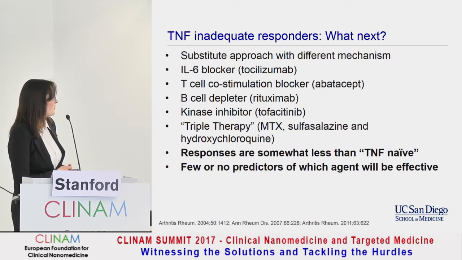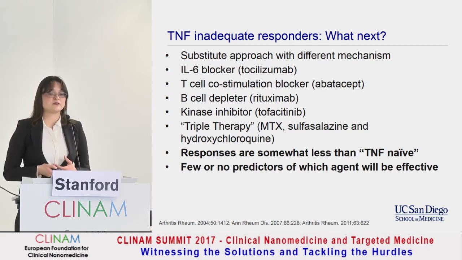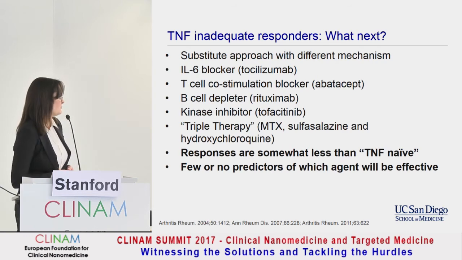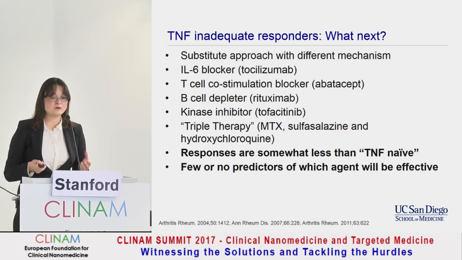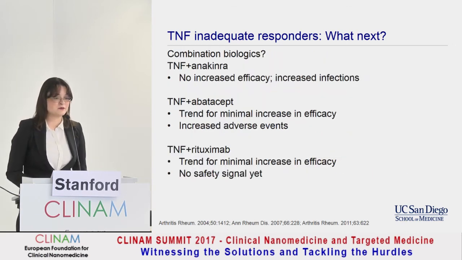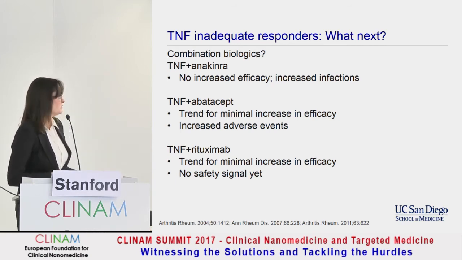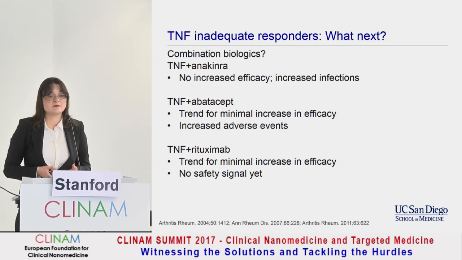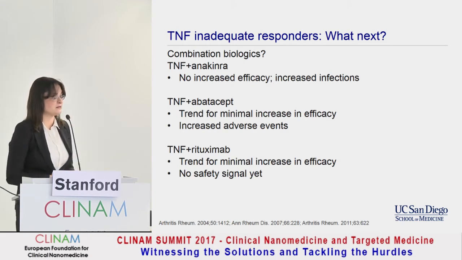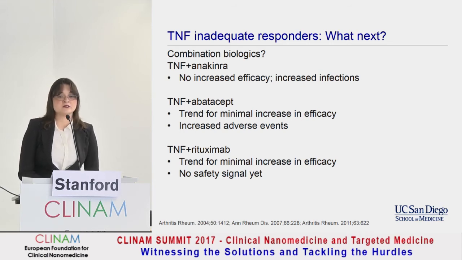Now, one problem with these as a backup is that patients usually respond less to them after they've previously been treated with a TNF blocker. And there are really almost no predictors of who's going to respond and who's not right now. Now, what happens if a person doesn't respond to methotrexate, TNF blockers, and some of these other substitution biologics? Could you combine biologics so that you can make them more effective? Well, combination biologics can work, but they can also cause increased risk of infections.